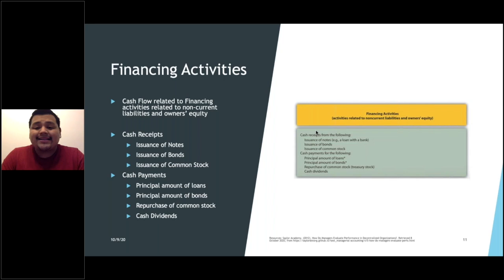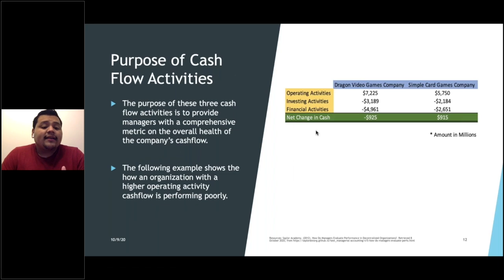Now, with all that said, we have these three different types of activities. We have financing, investing, and operating activities. What are these useful for? That's a great question. Well, first, the purpose of these three cash flows is to provide managers with a comprehensive metric of the overall health of the company's cash flow. Now, when I say overall health, I'm not meaning how the company is operating. What it is, it's a more filtered version of what is going on with cash flow to help identify where the money is being spent and where the money is coming in.